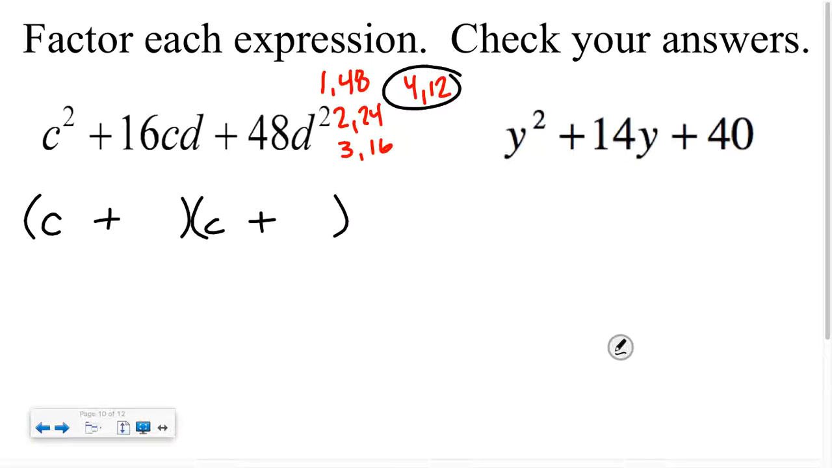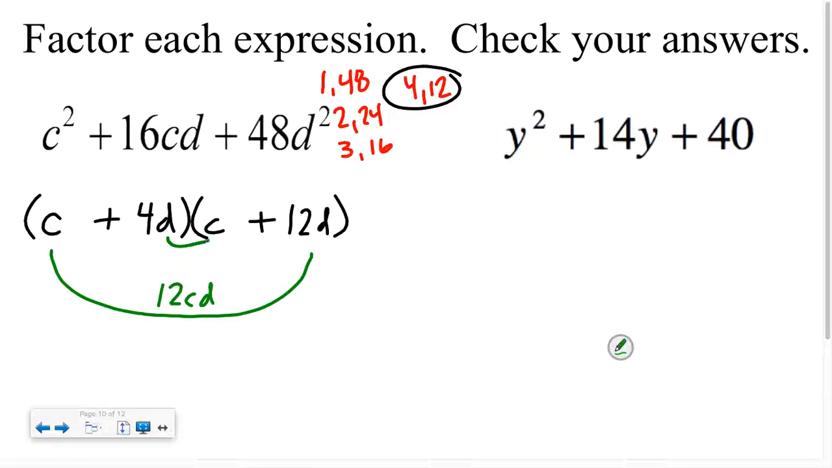So my first terms, C and C. And then 4D, because there's a D there, times 12D. That's how I get that 48D squared, by taking the D's on the other terms. And if you look for your outside and insides, C times 12D is 12CD, and 4D times C is 4CD. So that's how they make that 16CD in the middle. So make sure you pay attention to the variables.